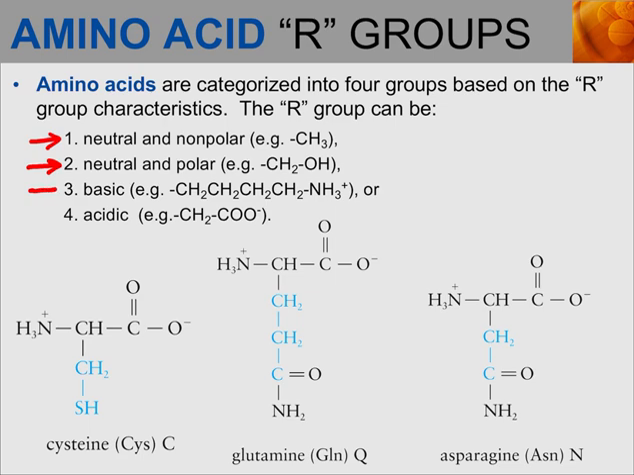You could have a basic side chain, which means that you have, for instance, a nitrogen that could grab onto another proton. Or you could have an acidic side chain where maybe you have a carboxylic acid that can give up a proton. So the 4 groups are really nonpolar, polar, basic, and acidic.